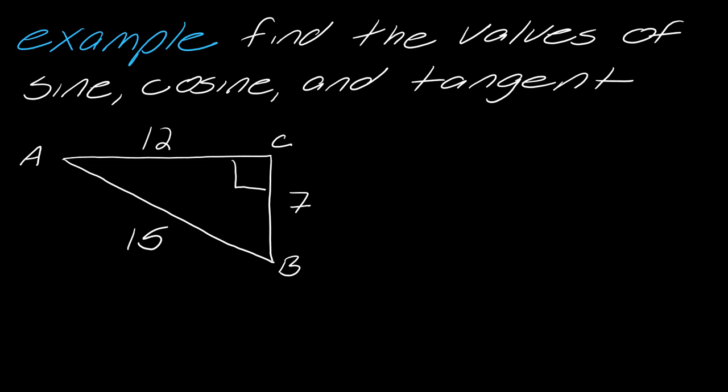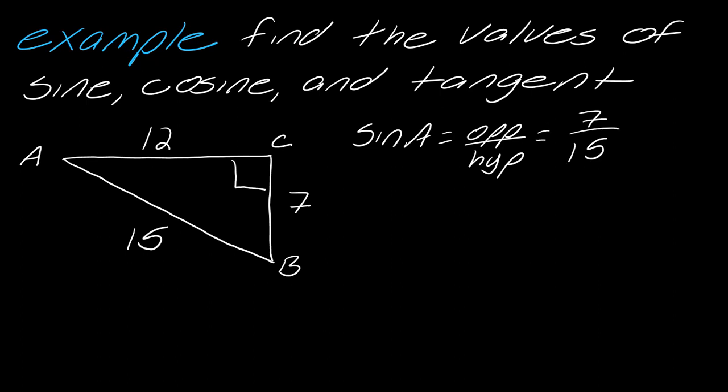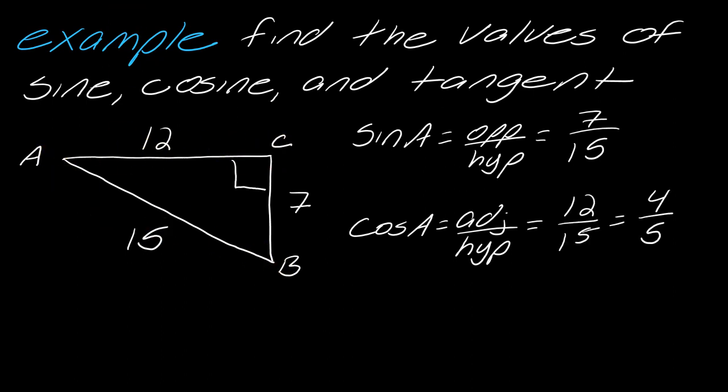So I want to find the values of sine, cosine, and tangent. You can see my right triangle, and I've got the sides labeled. So sine, like we said, opposite over hypotenuse. So the opposite side in this case is going to be 7, and the hypotenuse is going to be 15. So this is the side opposite of A. And then cosine is going to be adjacent over hypotenuse. So here's A. Here's the side that's adjacent. Here's the hypotenuse. This is going to be 12 over 15, which we can reduce to 4 over 5.